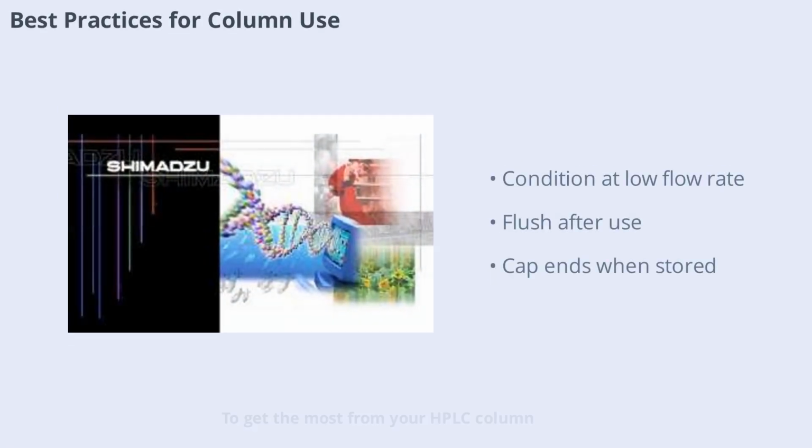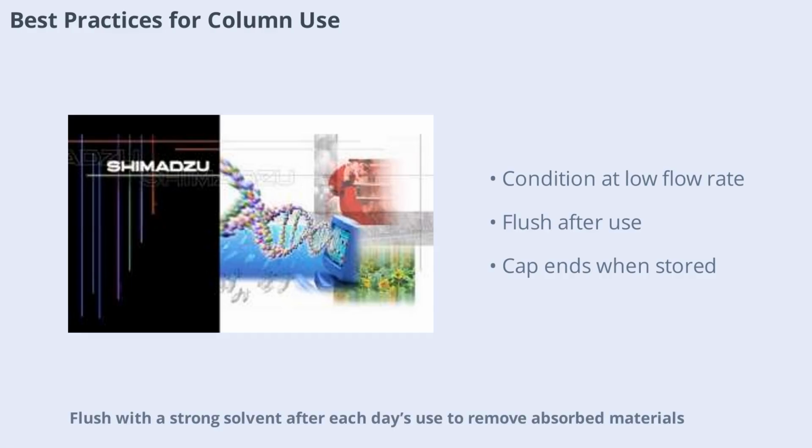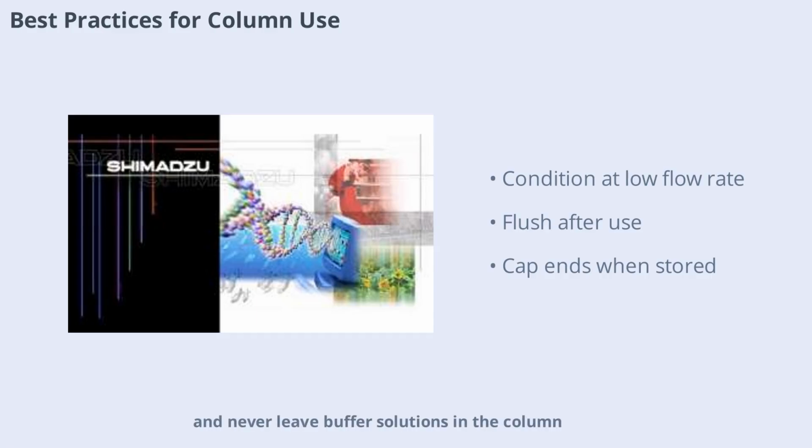To get the most from your HPLC column, always condition new columns at a low flow rate before use. Flush with a strong solvent after each day's use to remove absorbed materials, and never leave buffer solutions in the column. Cap both ends when not in use to prevent drying, and always use a guard column for added protection.